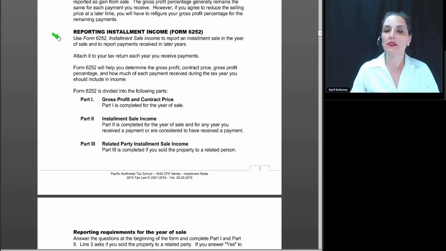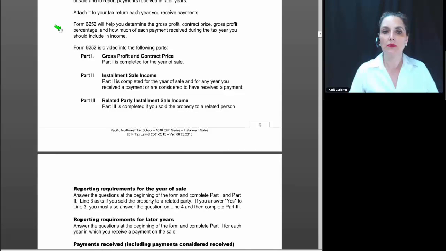Form 6252, installment sale income, is used to report an installment sale in the year of the sale as well as to report payments received in later years. You attach it to your tax return each year that you receive payments. Form 6252 will help you determine the gross profit, the contract price, the gross profit percentage, and how each payment received during the year is going to be includable in your income.